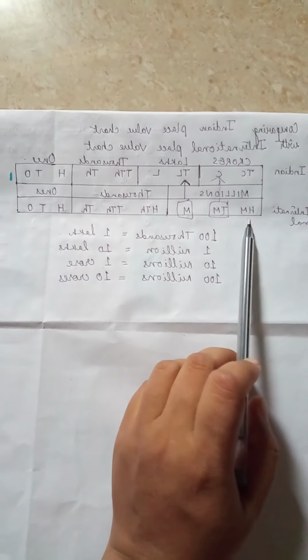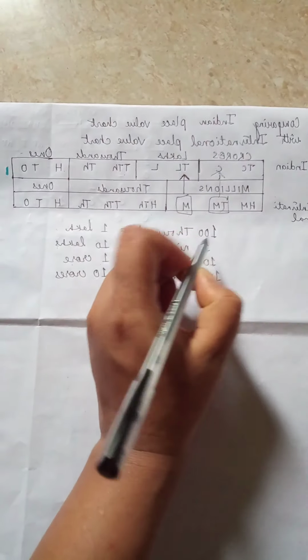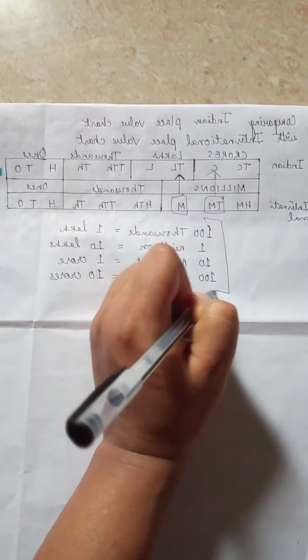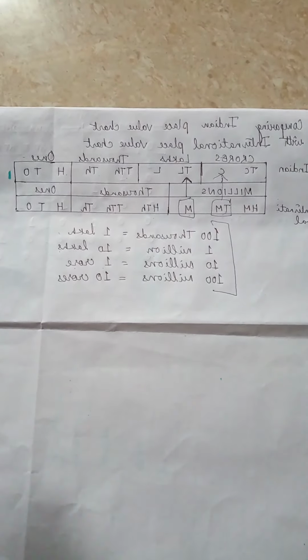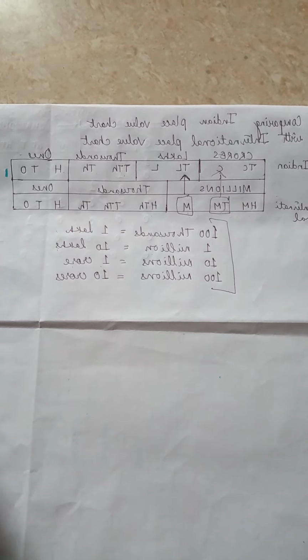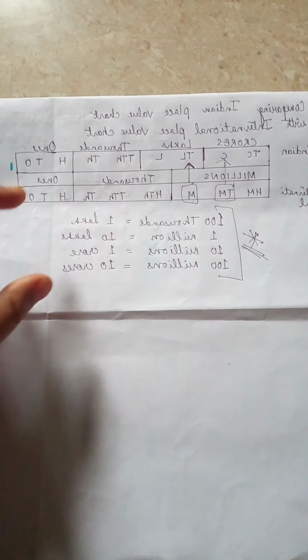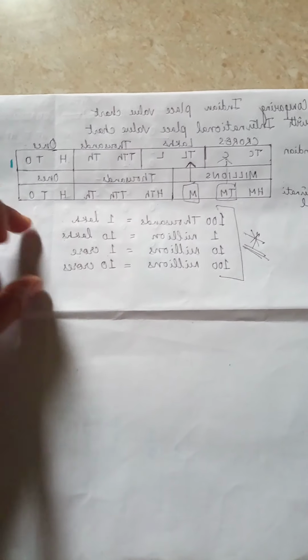And similarly, 100 million is equal to 10 crores. So you have to remember these values, these relationships between the Indian place value chart and the international place value chart. This is important from the examination point of view.